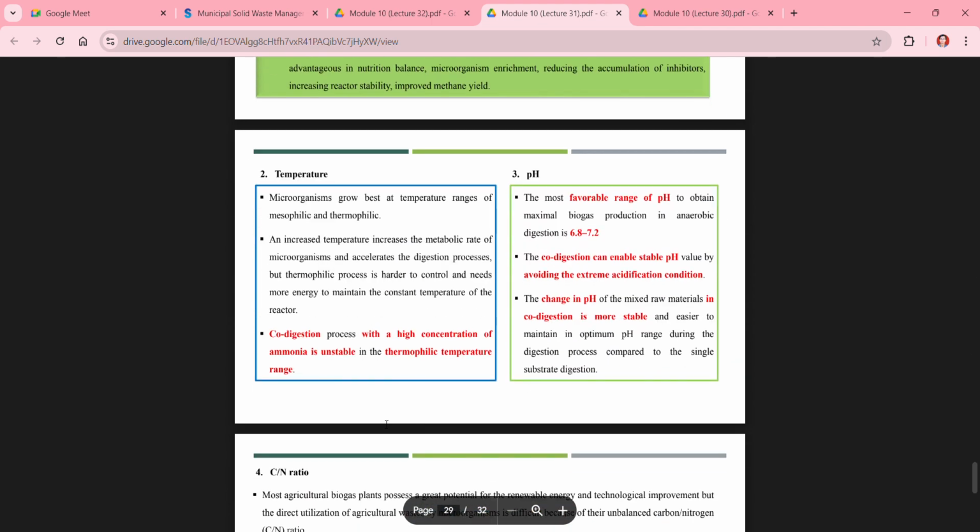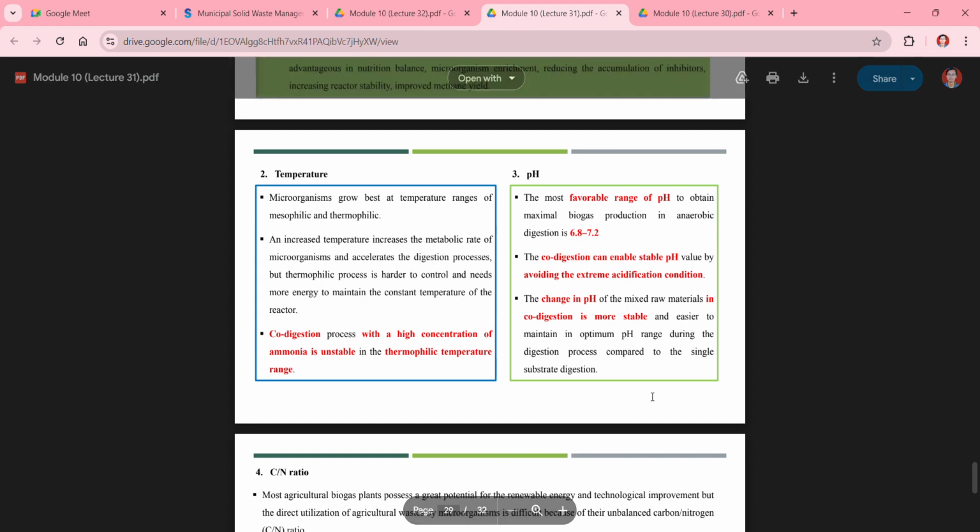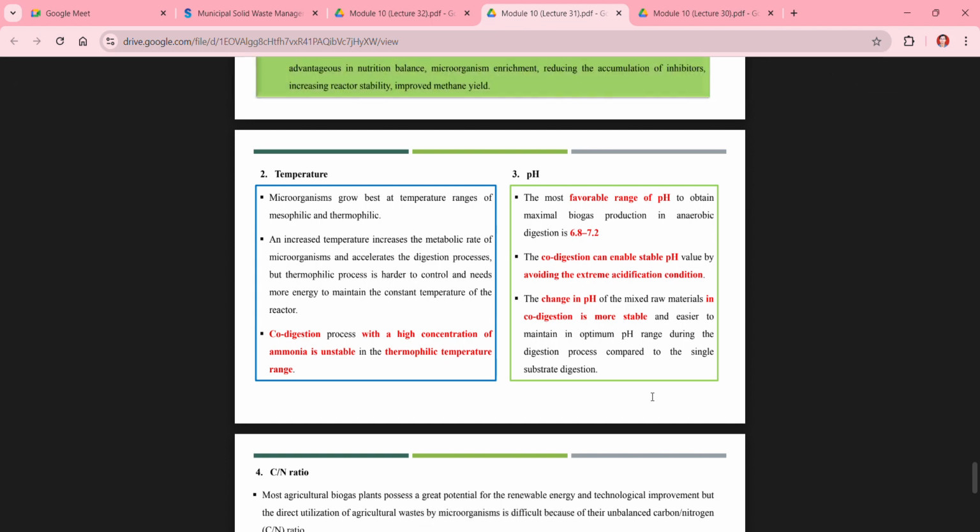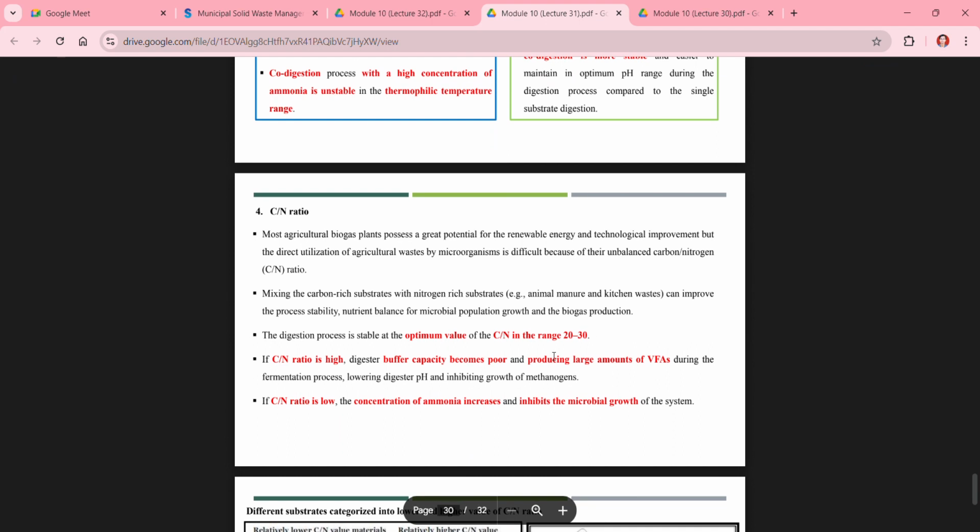So then coming to temperature, pH values, so temperature has to be in the optimum range, and we have to mix two different types of biomasses which can improve the temperature profile of the anaerobic digestion process. Then pH value has to be in the range of 6.8 to 7.2. Then coming to the C/N ratio, that has to be maintained in between 20 to 30. So we can add higher C/N ratio biomass with some lower C/N ratio biomasses, so we can get an optimum value of C/N ratio in between 20 to 30.